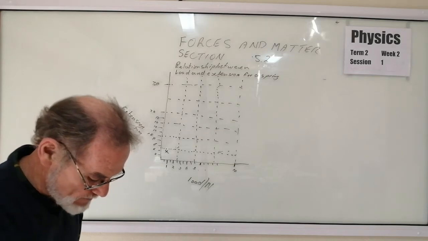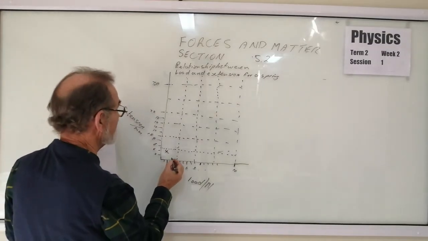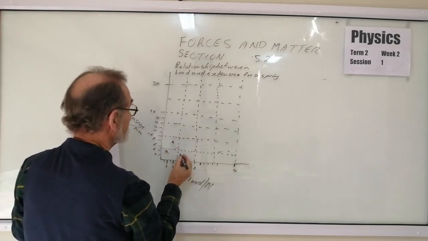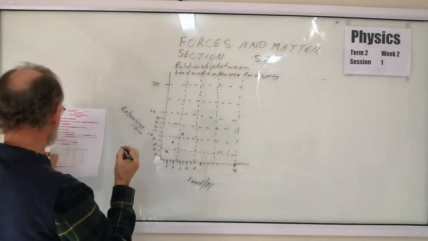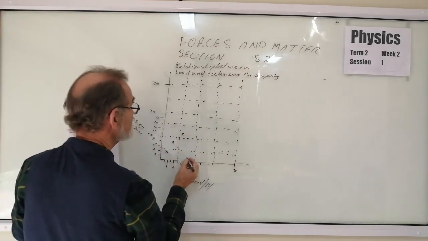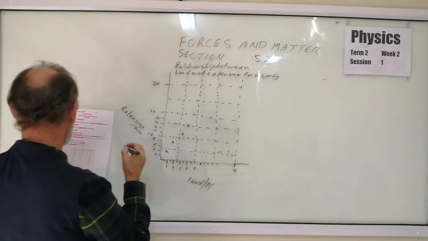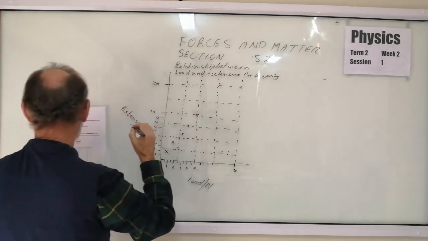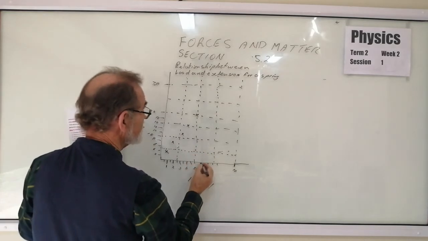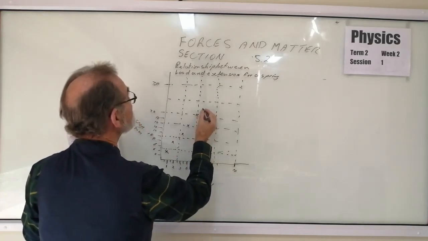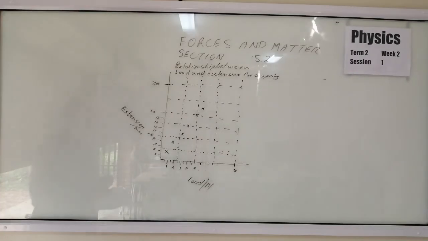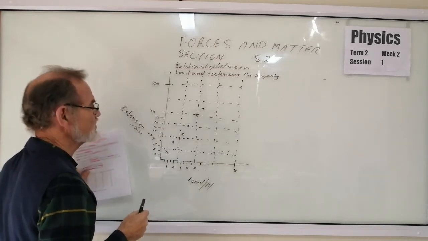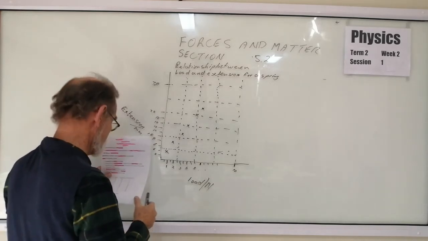Then again we've got load 2, extension is 8, so it goes there, and load 3, extension is 12, and it goes there, and load 4, extension is 16, and it goes there, and load 5, extension is 20, goes there, and load 6, extension is 23, which is going to be somewhere there. Sometimes you have to estimate these. Sometimes it's in between two lines or in the middle of a block. Just estimate it, but make sure that your estimation is correct.